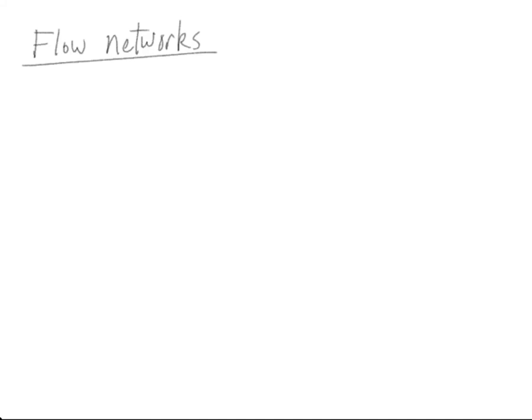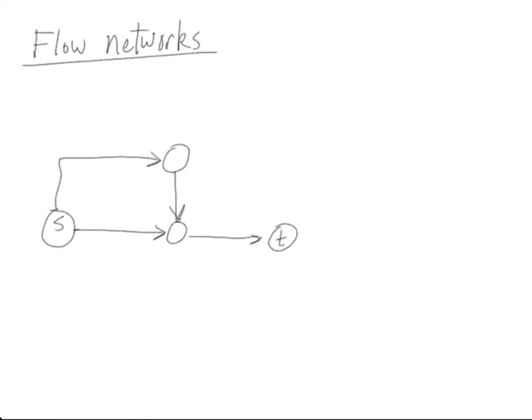In this video, we're going to talk about flow networks. Consider the following graph. Suppose this is a network of pipes that water is flowing through. And we can assign a flow to each pipe, or the flux, or the number of gallons of water flowing through the pipe every minute, or something like that.